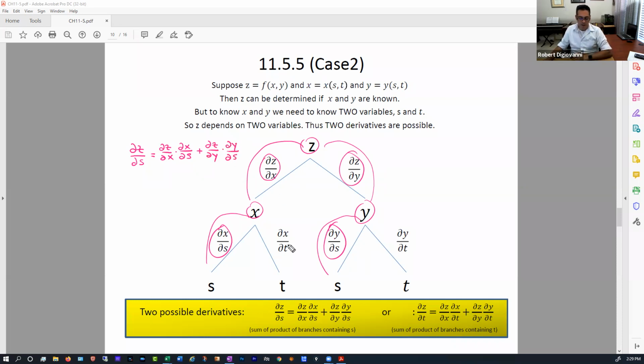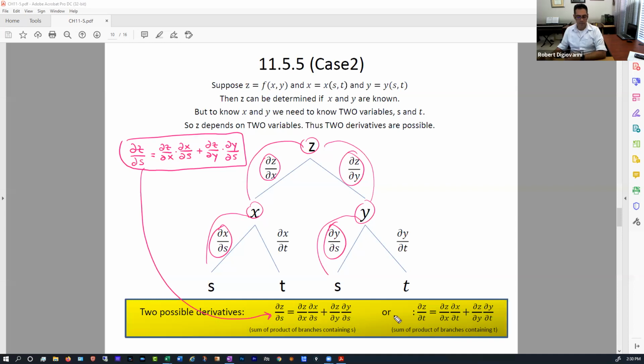Do y'all understand why these are partials? You understand why this is not straight dx ds? There has to be a partial here because x depends on something else also, right? So that would be one of the partials I could get, and I believe that matches this one. Make sure there's no typos here.